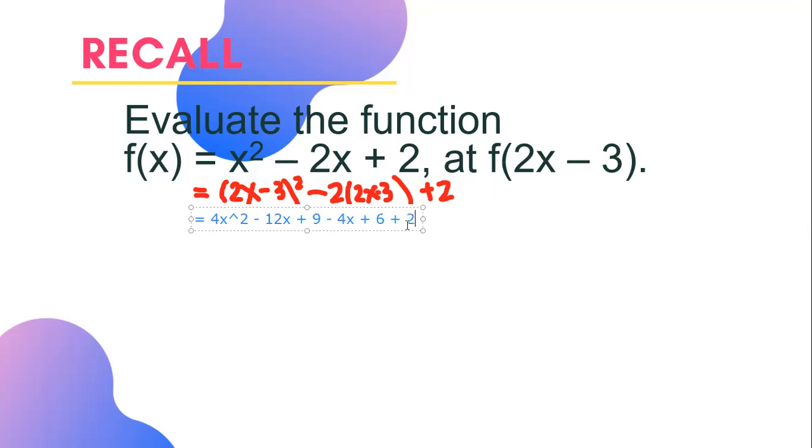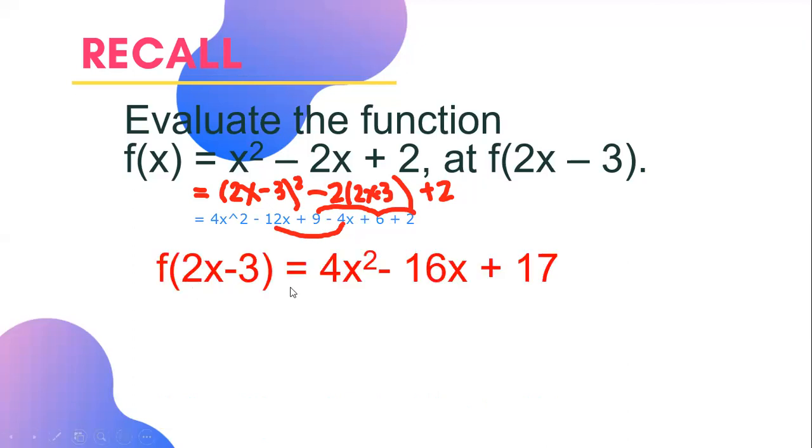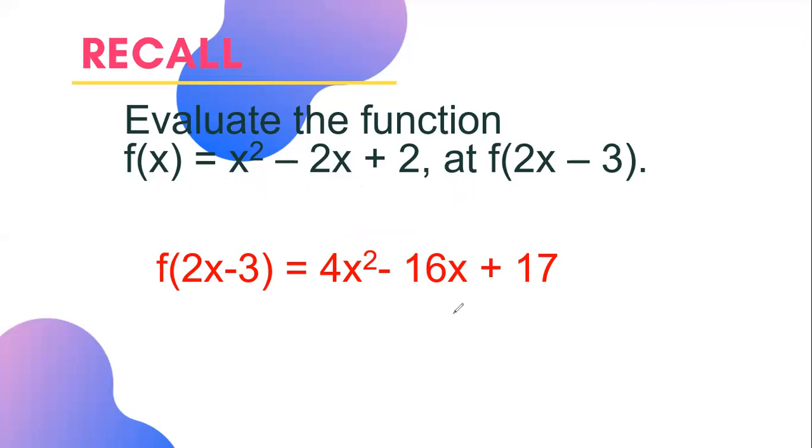So as you can see here, we can combine similar terms like the negative 12x and the negative 4x, and the 3 constant terms. Therefore, the final answer for f of x when x is equal to 2x minus 3 is f of 2x minus 3 is equal to 4x squared minus 16x plus 17. So that is how we evaluate a function. And evaluating means you need to find the value. Okay? So let's proceed with the next one.